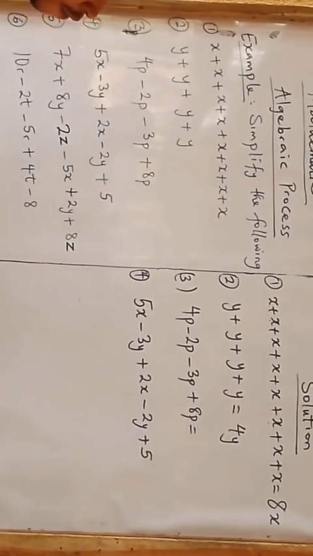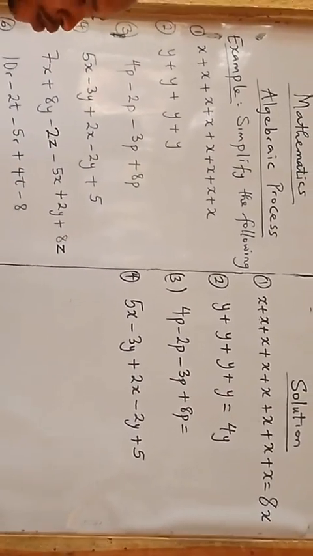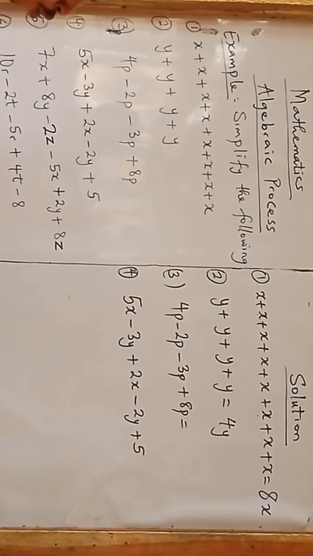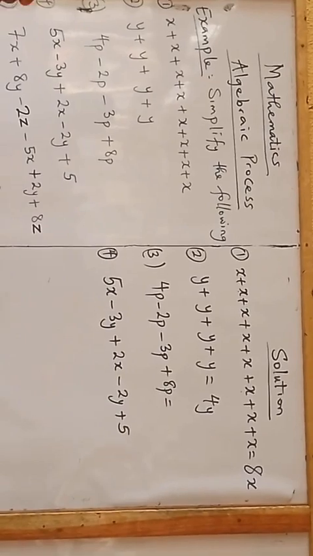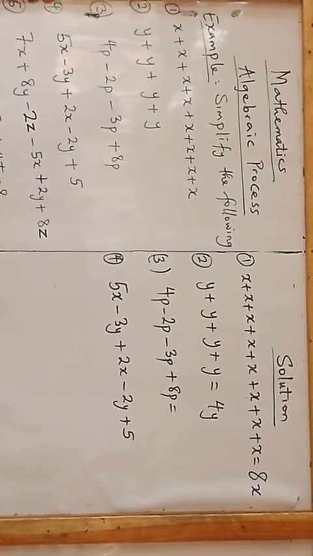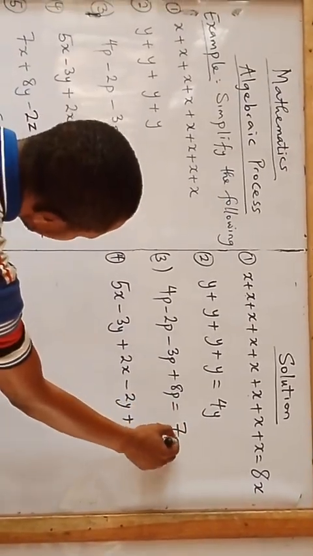Question 3: 4p minus 2p will give us 2p. 2p minus 3p will give us minus p. Minus p plus 8p will give us 7p.